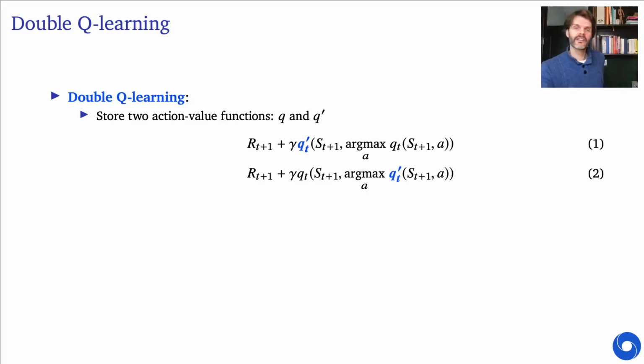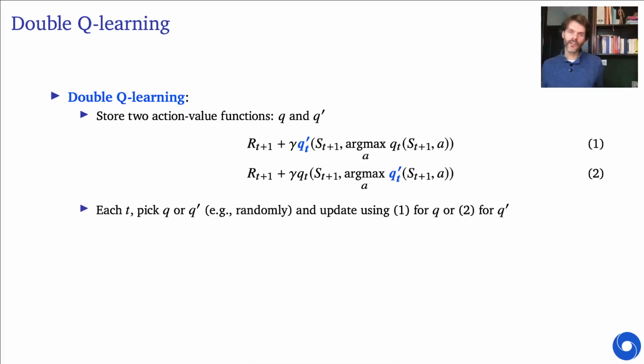But the value of the next state is defined by picking an action according to our normal action value function Q, but then evaluating the value of that action with Q prime. We could also do the inverse. We could pick according to Q prime and then evaluate according to Q. What we can do then is we can use each of these as targets for these two different action value functions. So on every time step, what we'll do is we'll pick one of the action value functions to be updated, so either Q or Q prime.